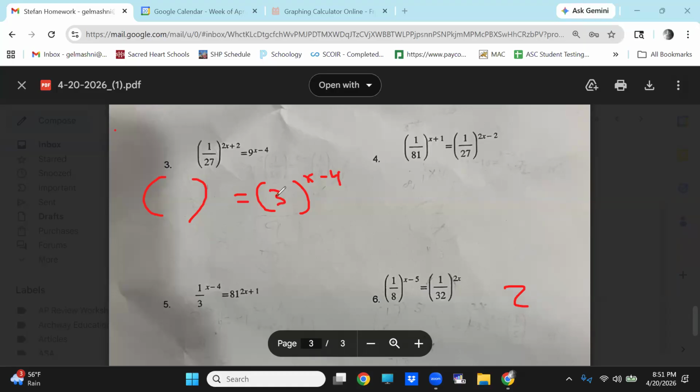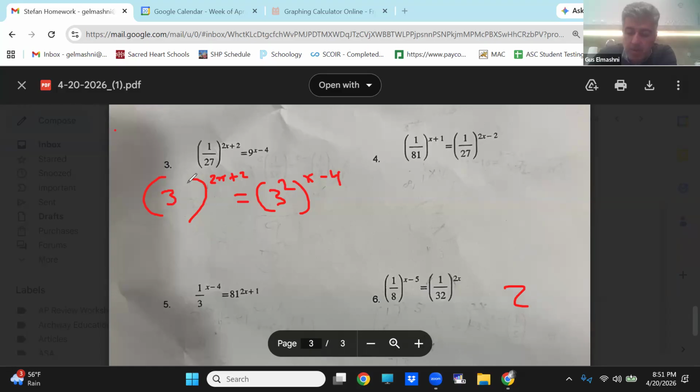It's 3 to the second power. Good. And then for this, this is going to be negative because it's on the bottom. But how many times do you have to multiply 3 to get 27? 3 times. So it's negative 3. Okay, then continue combining it.